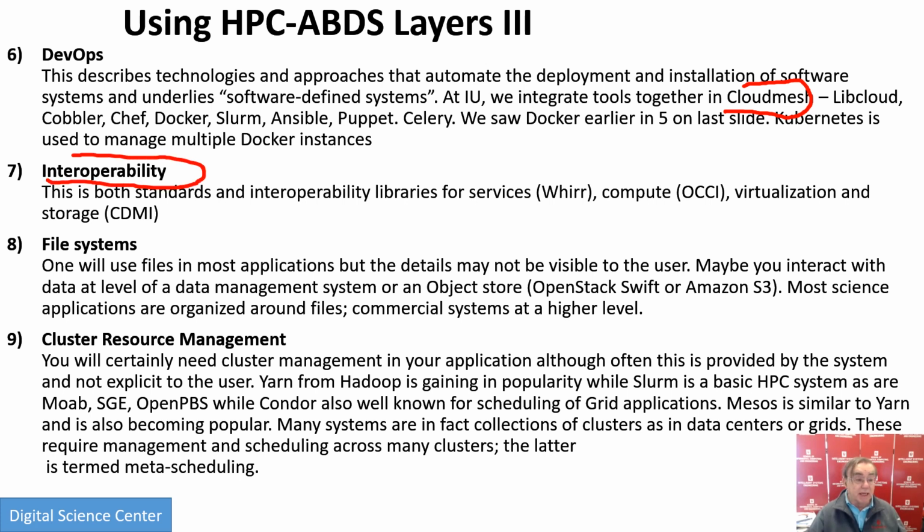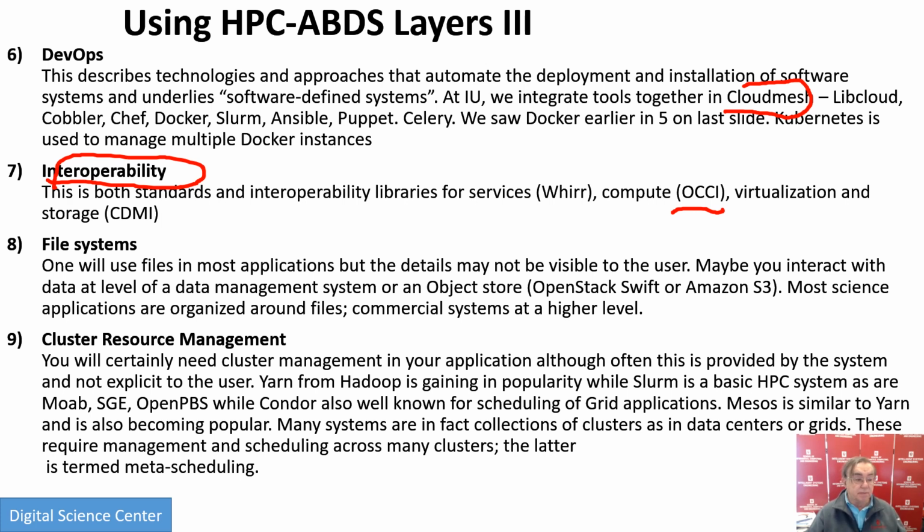Interoperability, so you need standards. For services, compute, OCCI is a standard from the Open Grid Forum for cloud computing. Virtualization standards and storage. CDMI is a storage standard. So getting standards approved and agreed is a bit of a fight, because people like Amazon are not terribly motivated to set standards, because they don't want you to be able to move from Amazon to Google seamlessly. They want it to be painful. So you stay with Amazon because they're winning.